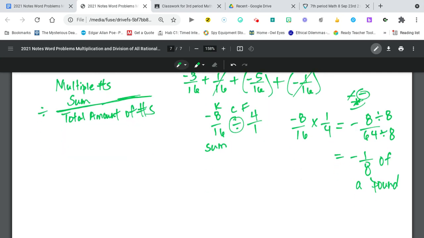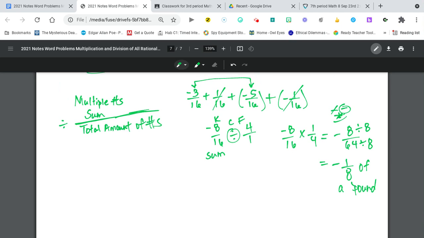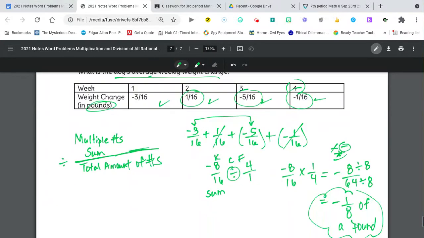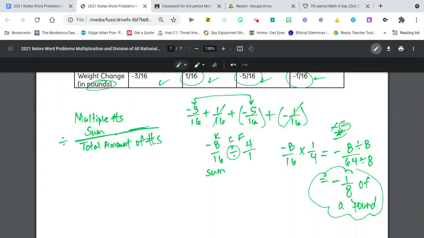But if I use a word, I could say Lily's dog loses 1/8 of a pound every week. But if I don't use the word loses, I got to use the negative sign. Okay? Has to be some type of sign on the number, or you got to use a word to indicate an increase or a decrease, okay? A gain or a loss. And this is per week or on average, okay? On average, we're losing about 1/8 of a pound per week.